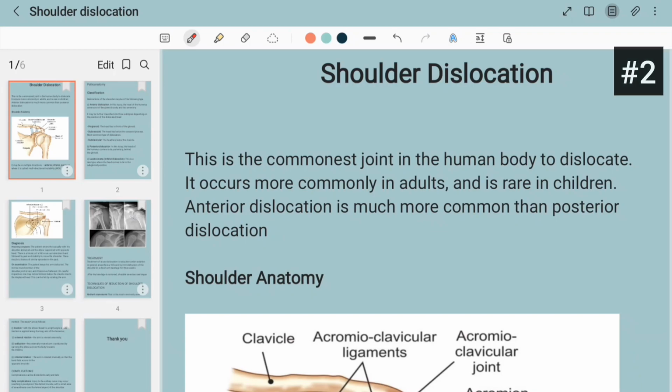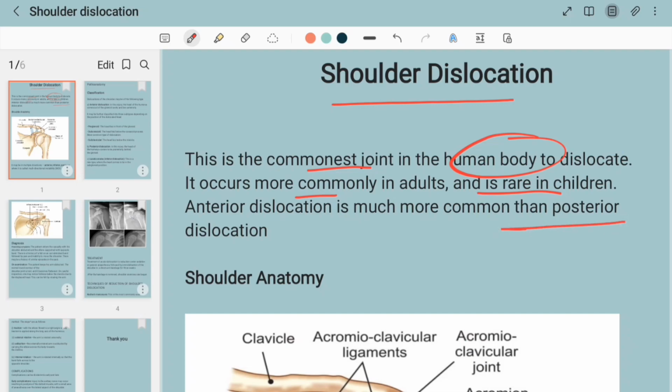Hello physios. Today's topic is shoulder dislocations. The shoulder joint is the synovial variety of ball and socket joint. This is the most common joint in the human body to dislocate. It occurs most commonly in adults and is rare in children. Anterior dislocation is much more common than posterior dislocation.